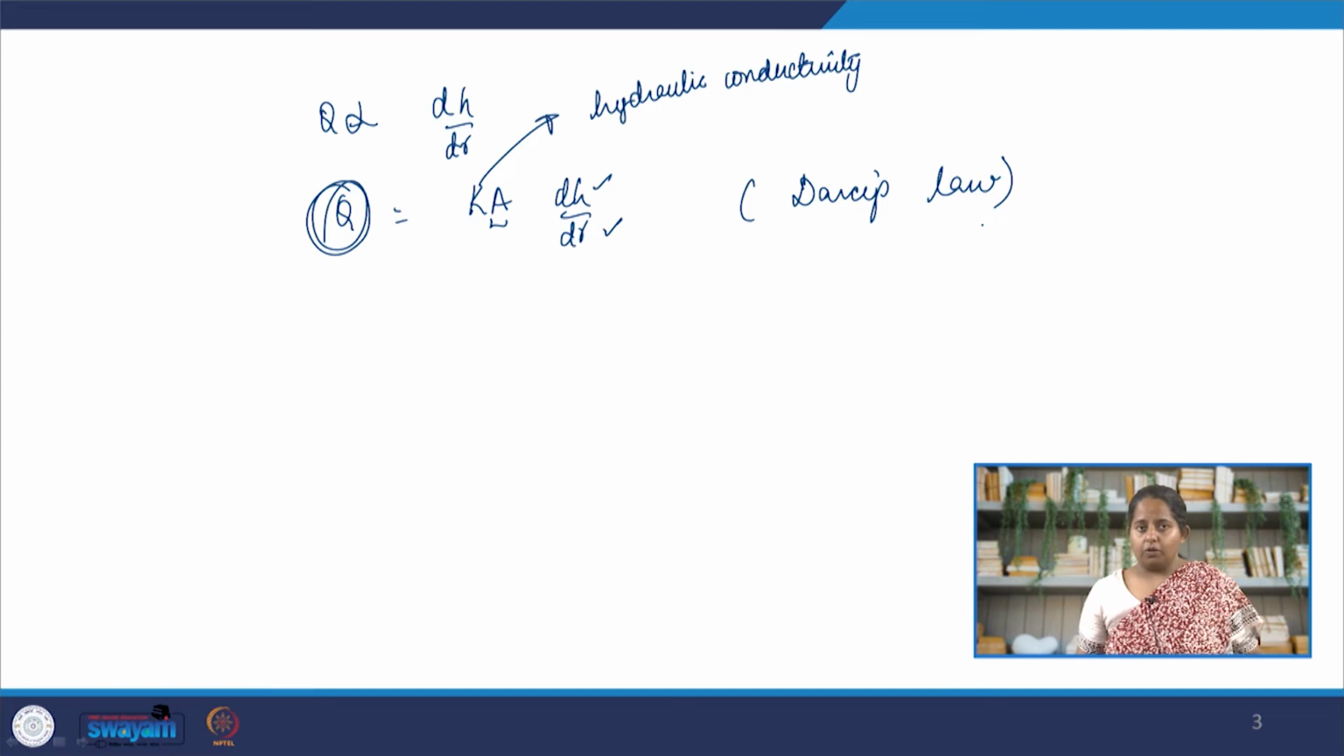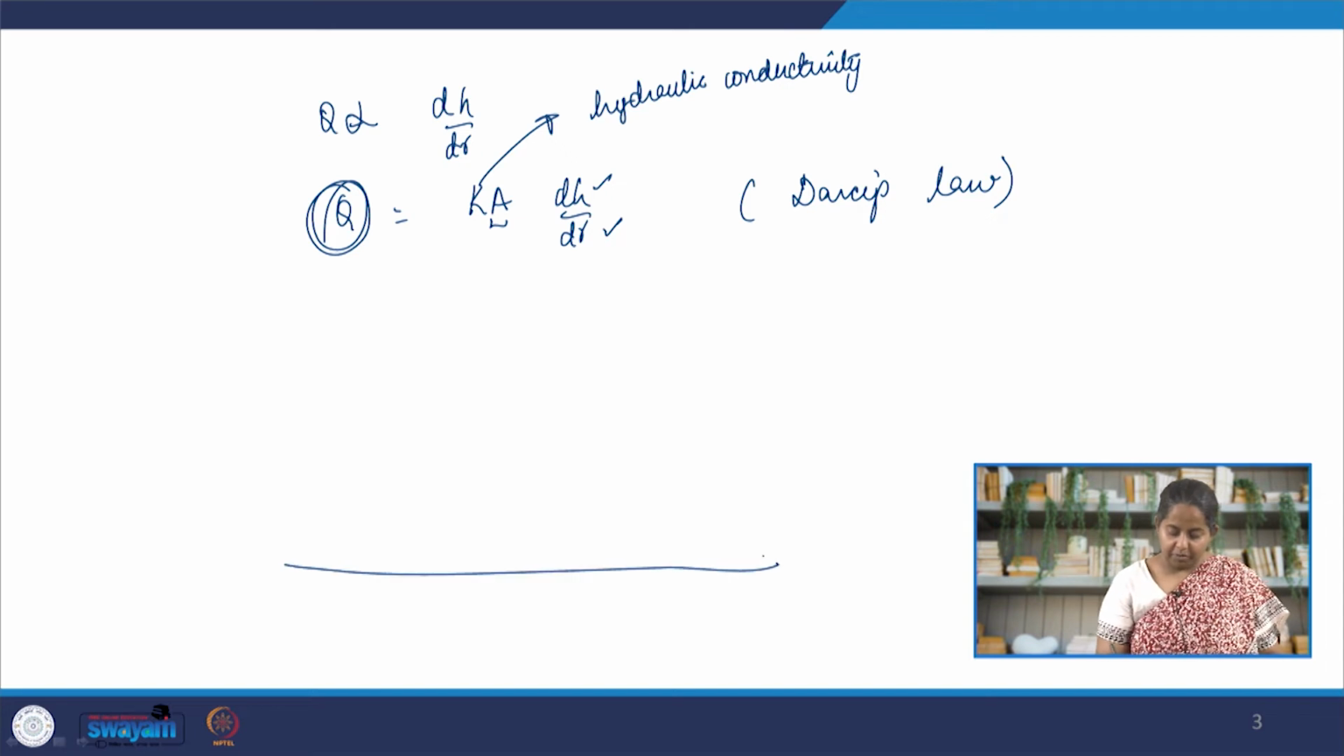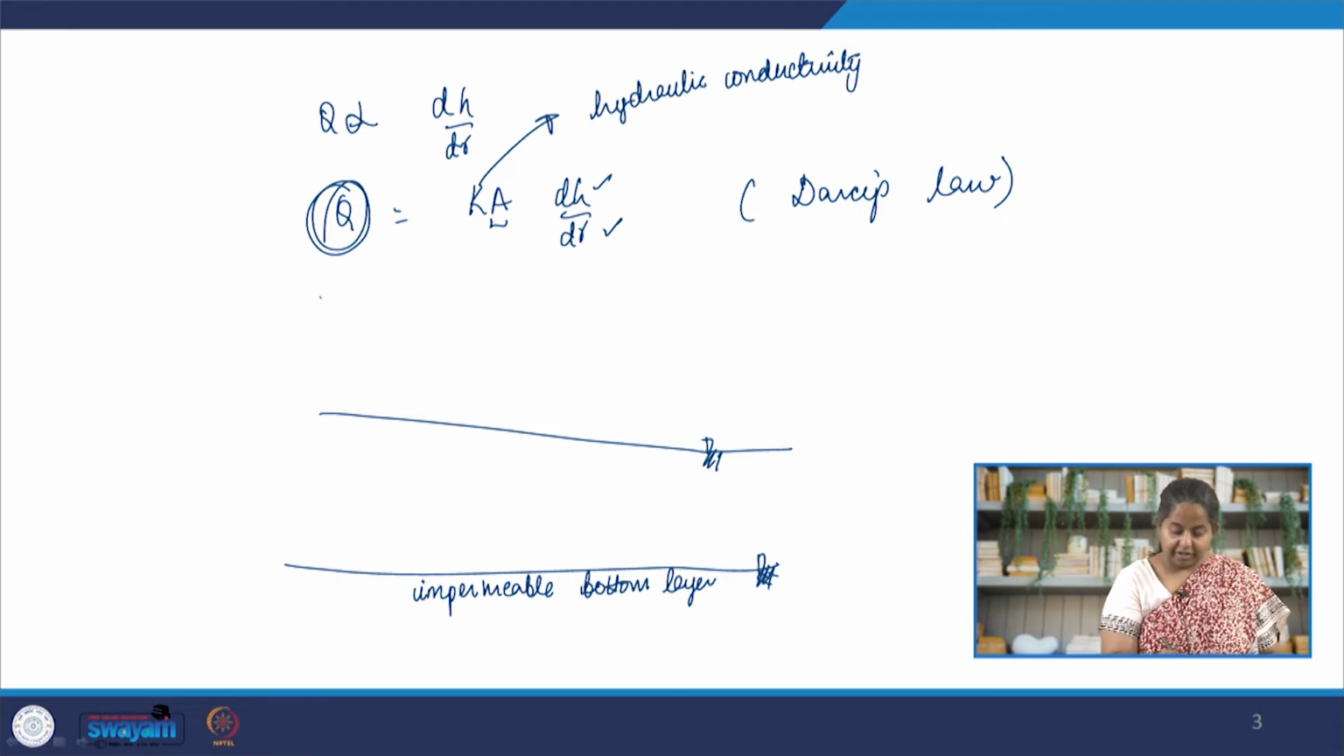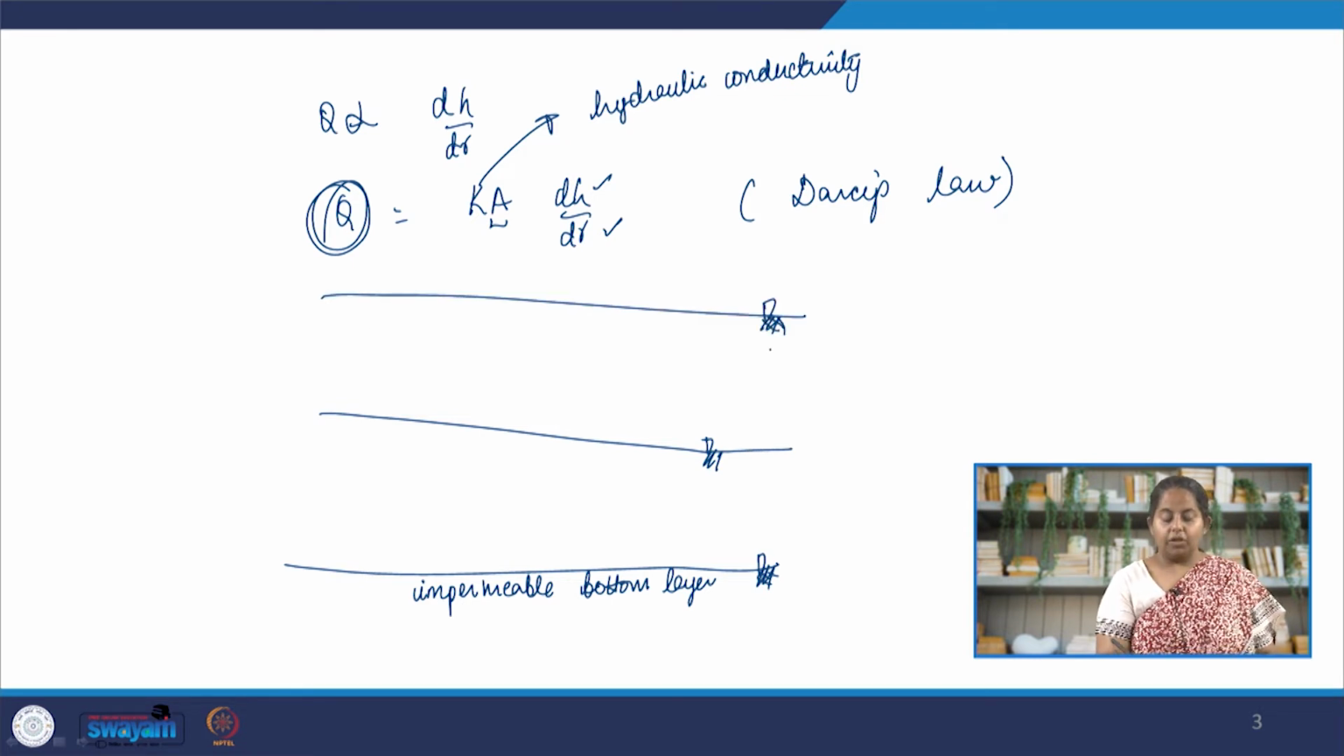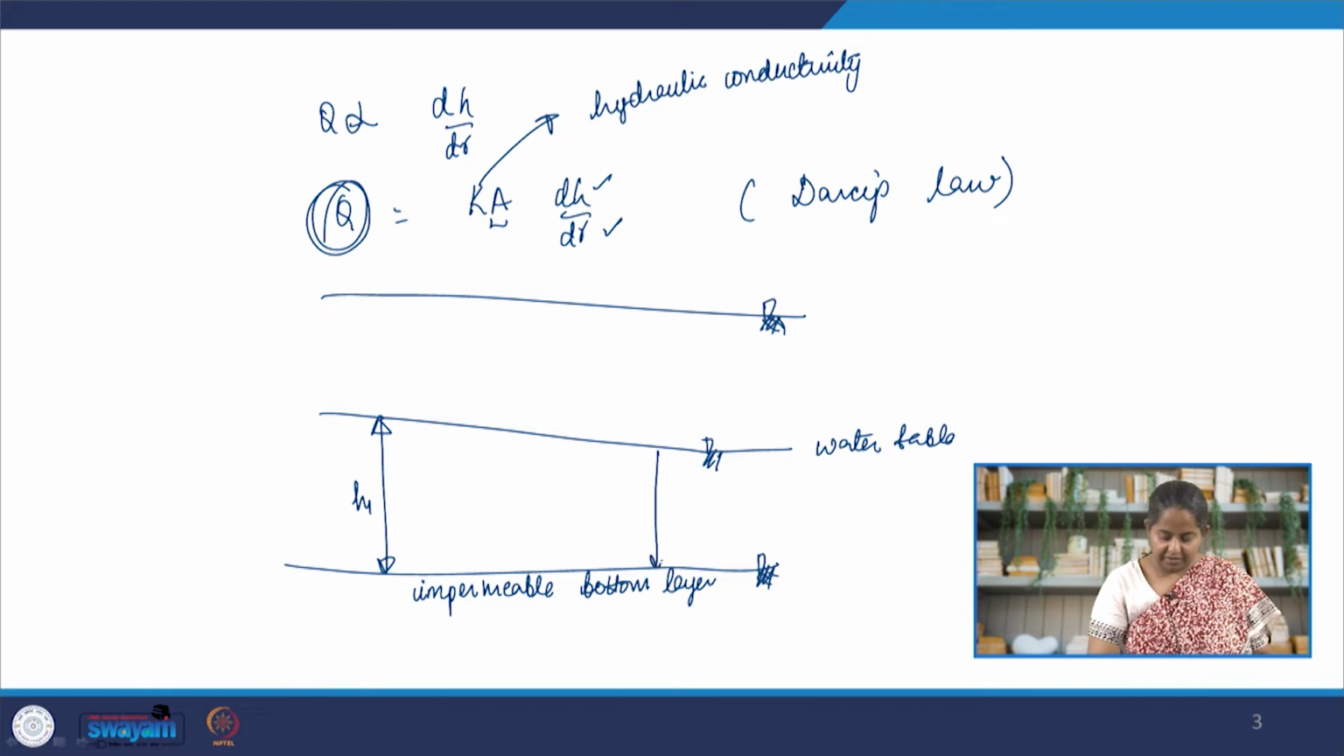Now let's say we have groundwater, and the groundwater has undergone some kind of contamination. So once again, this is our impermeable bottom layer. This is our water table, and then this is our soil. So below the water table is the saturation zone. And let's say this is the height h1. At distance r, we have height h2. And this is our r, the distance between the two points A and B.